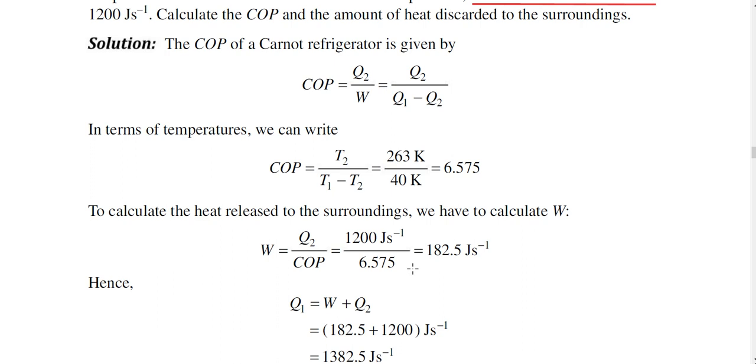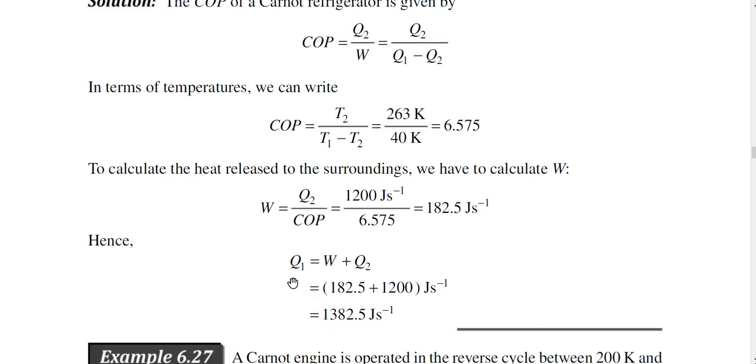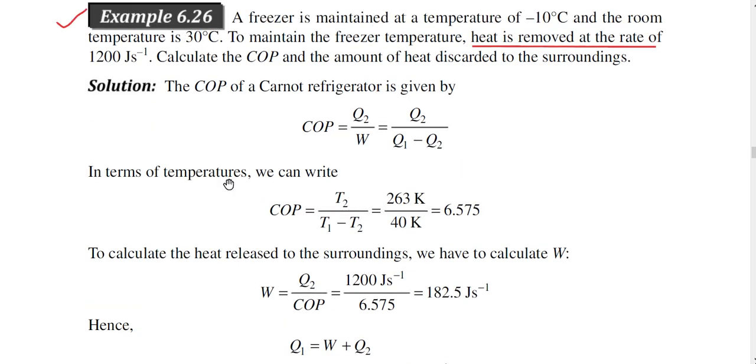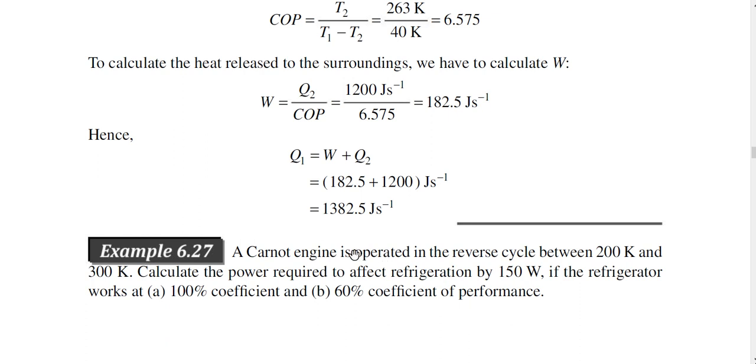Now, we know the formula, that is W is equal to Q1 minus Q2. So, Q1 is equal to W plus Q2. So, ultimately Q1 appears as 1382.5 joule per second. Now, you see that is the heat which is taken from the food. Suppose you assume there is some food inside the refrigerator. So, when we are taking the heat from the food, that particular heat is 1200 joule, but when it is rejected in the surrounding, that amount is higher. This is 1382.5 joule per second.